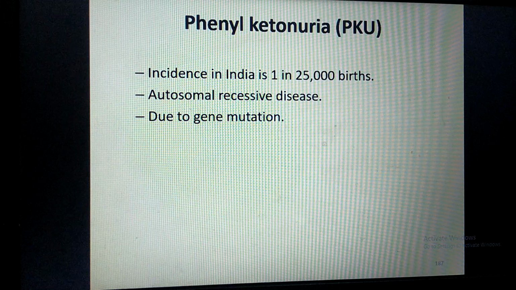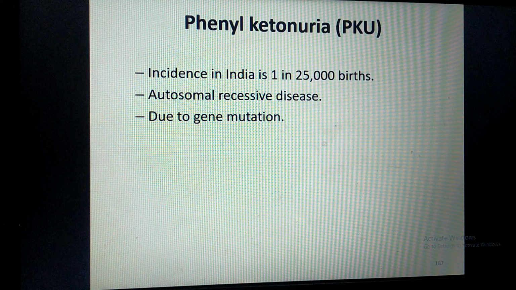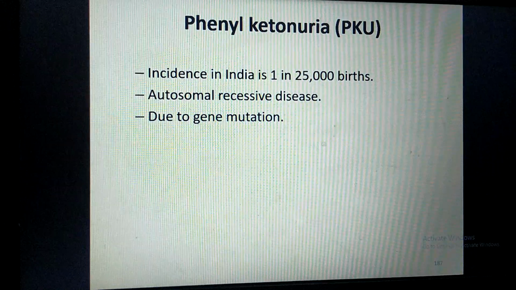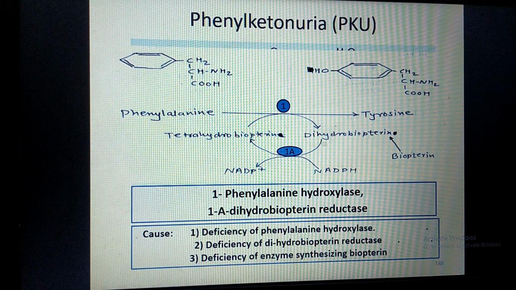Phenylketonuria. It is a very important disorder. Incidence is 1 in 25,000 births, it is an autosomal recessive disease, and it is due to gene mutation. Again, coming to the first reaction, where we have seen phenylalanine is converted to tyrosine with the help of the enzyme phenylalanine hydroxylase. If this reaction does not occur, then phenylalanine is not converted into tyrosine, and phenylalanine gets accumulated in the cell.